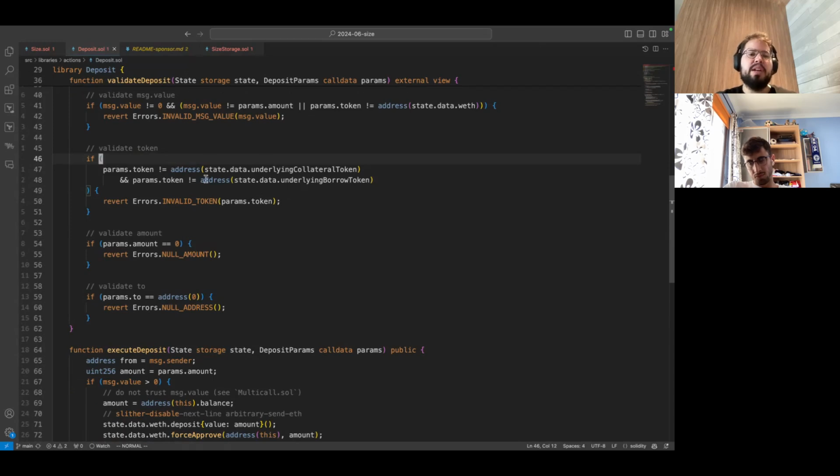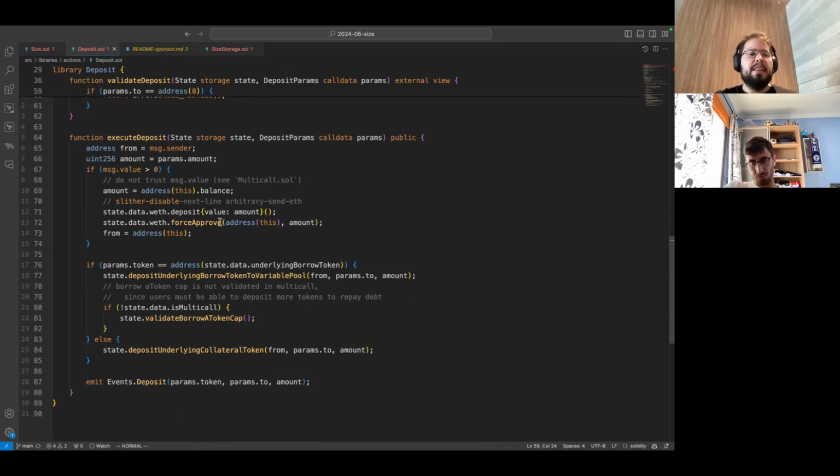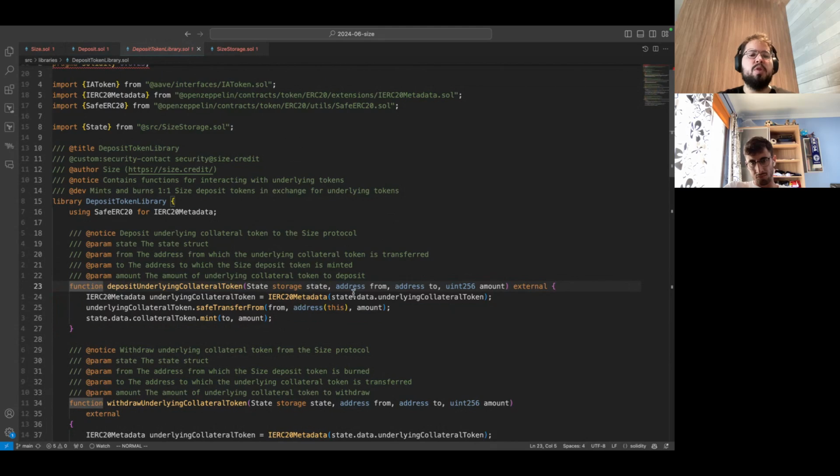So right now, as I mentioned, there is a single market, so you cannot deposit tokens other than ETH or USDC. Amount cannot be 0, because that's probably a mistake, and you shouldn't be doing anything if amount is 0. And you can't make the recipient the null address. That's also input validation. And then for deposit, I'll go the simple path here. We just deposit the underlying to this contract. So we do a transfer from, and then we mint a deposit token to the user.